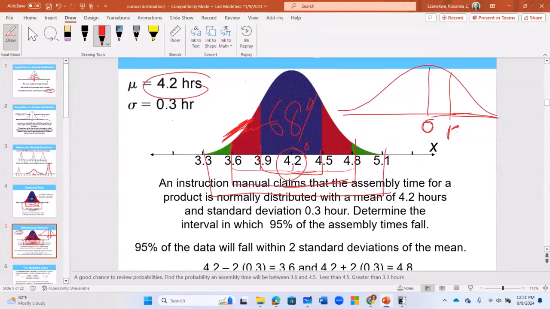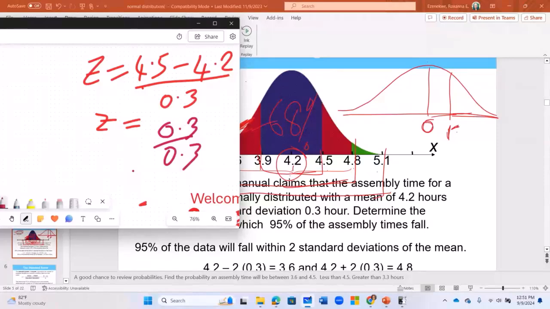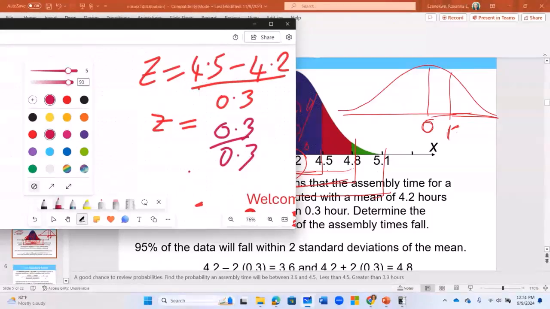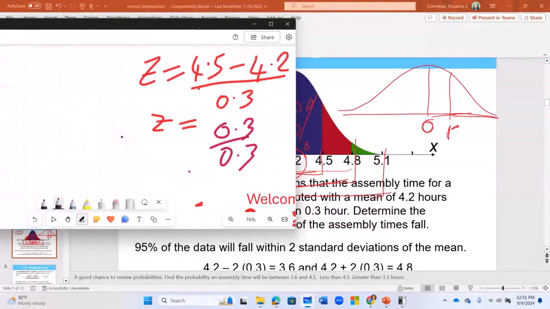Then, you know what? I am going to assume 4.2 plus 2 standard deviations. Two standard deviations will be 4.2 plus 0.6, and that's 4.8 here. So let me find the z-score again. This time it is a z-score of 4.8. By the way, this is in chapter 3, so it's in PowerPoint 3.